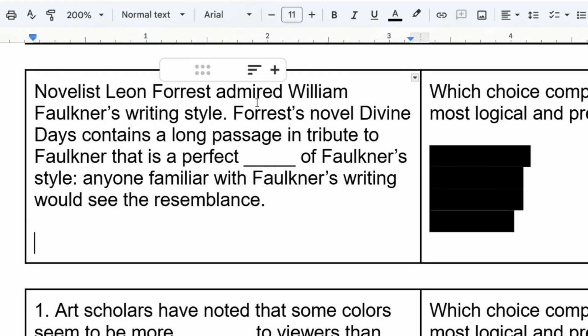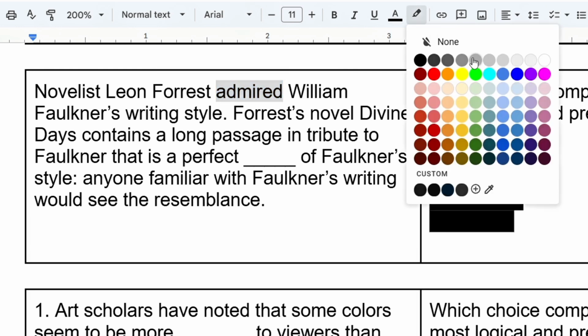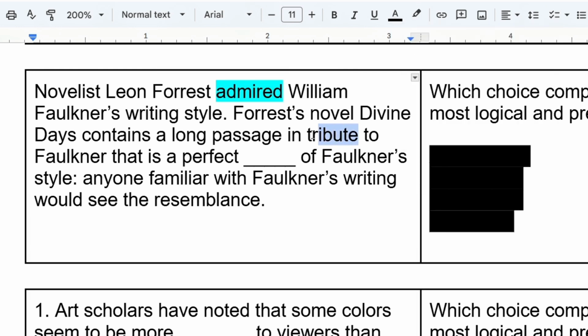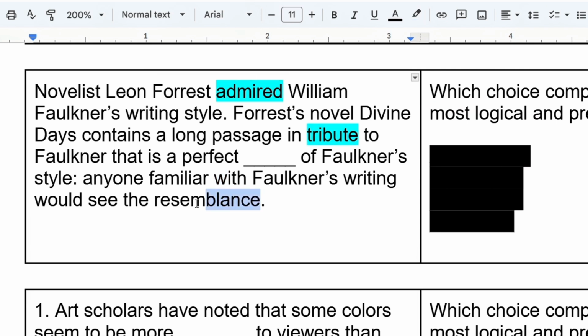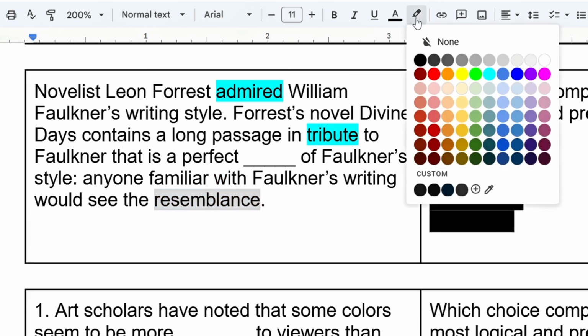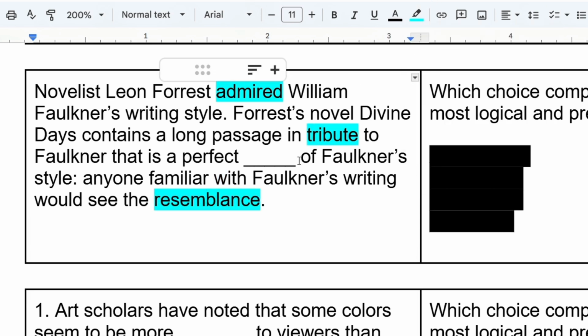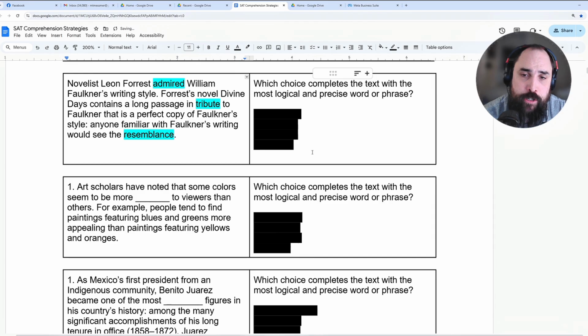Now, factoring in certain context clues like the fact that Leon Forrest admired William Faulkner's work, paid tribute to his work, and that his own writing bears a striking resemblance to Faulkner's, I think a safe test phrase would be something like copy. Now let's pull back the curtain on our answer choices and see if we can find a match.